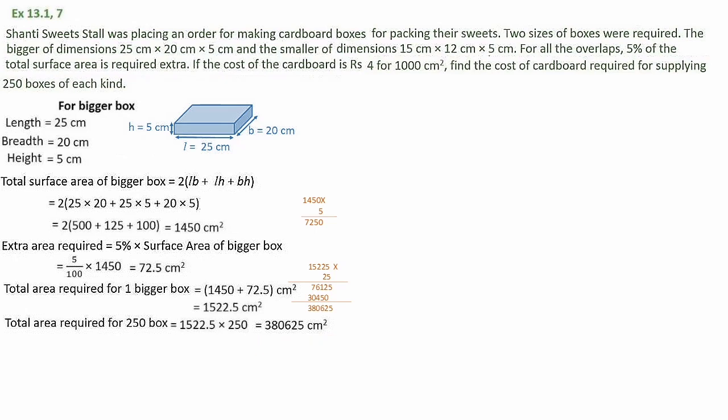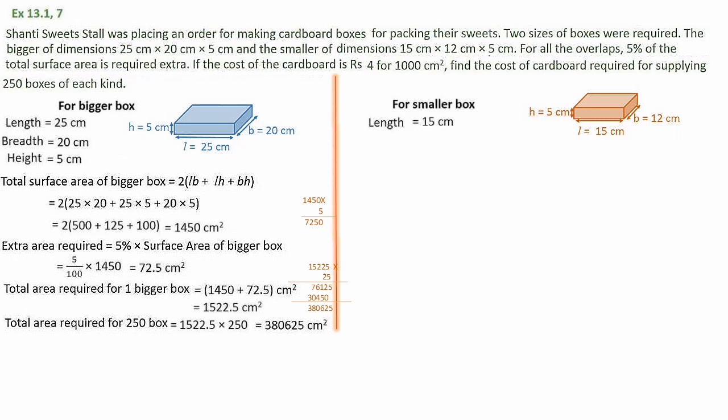This is one part. For bigger box it is completed. Now the same process we have to do it with the smaller boxes. Smaller box length is 15 centimeter, breadth is 12 centimeter, and height is 5 centimeter. So L15, B12, and height H 5 centimeter. So let's write these measurements. Length 15 centimeter, breadth is equal to 12 centimeter, height is equal to 5 centimeter.